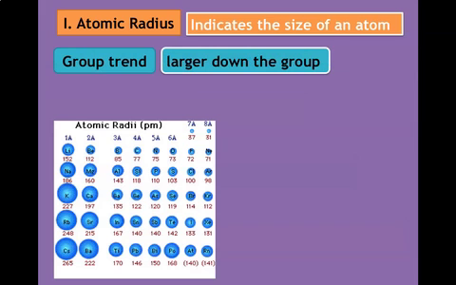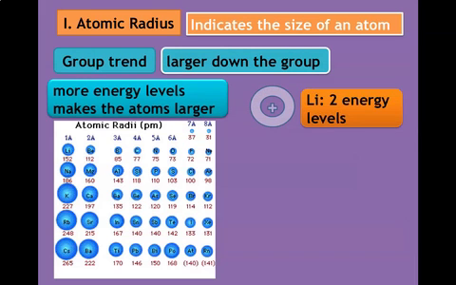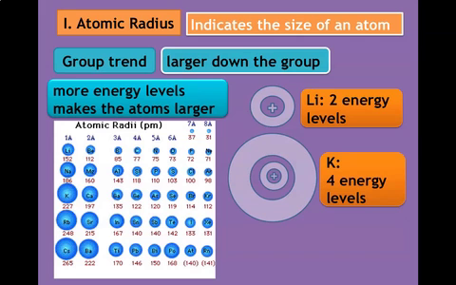So the group trend is that they are getting larger down the group, and you can see that if you look at the picture. This is because we have more energy levels, which makes the atoms larger. If we take lithium, for instance, it has 2 energy levels because it's in the second row. Potassium is in the 4th row and has 4 energy levels. So it's getting way, way bigger as it goes down the group.